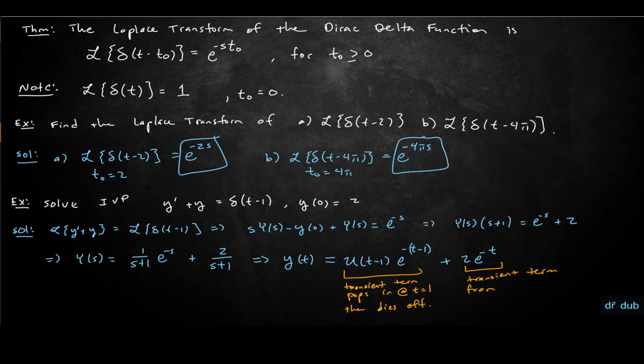From the beginning. So as we expect, something in our solution pops up at t equals 1 and then dies off, in addition to the term that started at t equals 0, which is already dying off. So it's like it was dying off and then it gets reintroduced. Some term gets reintroduced or introduced at t equals 1 and then dies off.